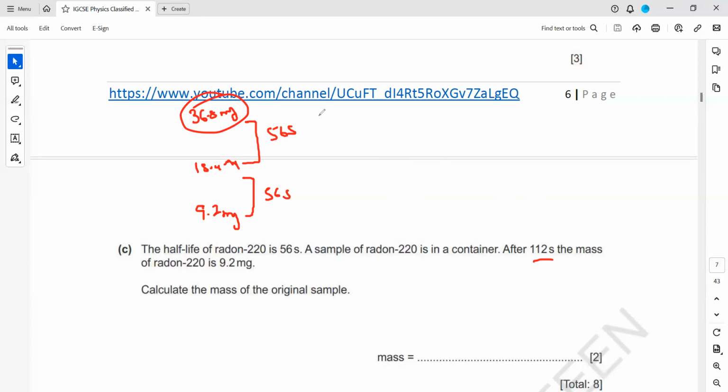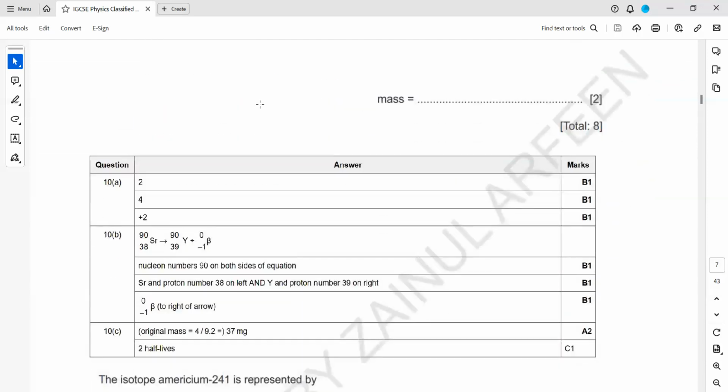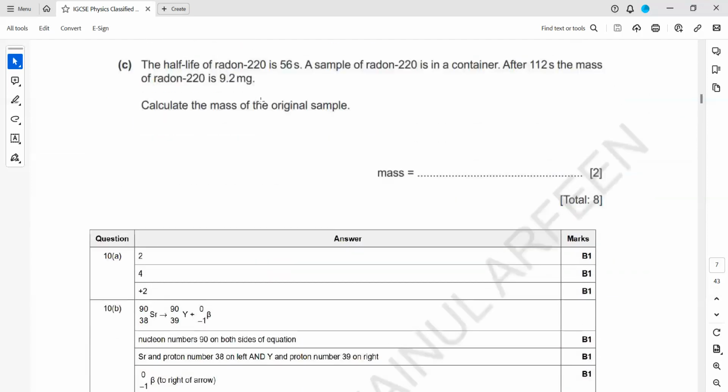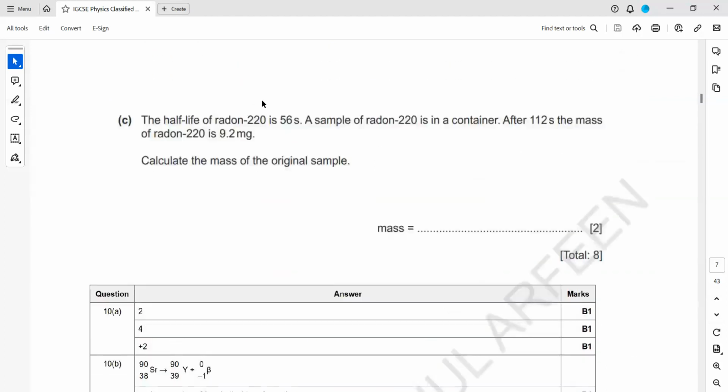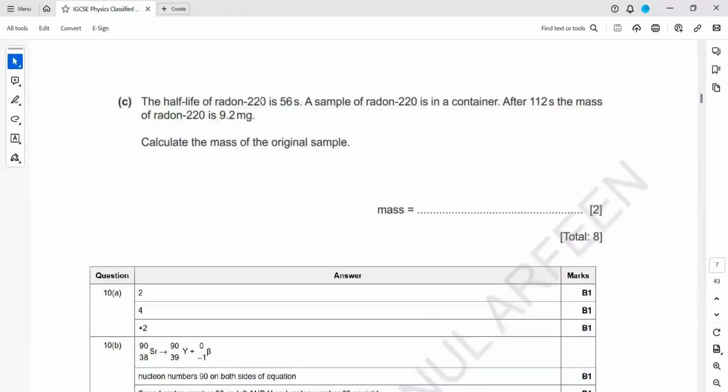This was the original, and after 112 seconds we have 9.2. In these questions, you are not supposed to show any formula, but you have to show how you worked it out. Two half-lives, yes, you can do that as well. Like 2 raised to the power of the half-lives, that will also give the same answer.